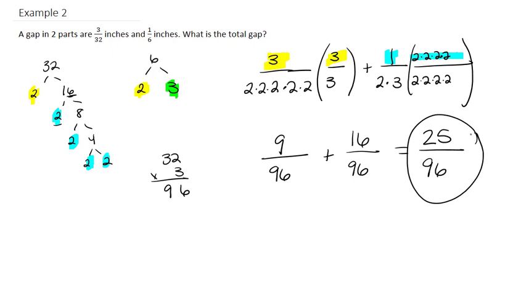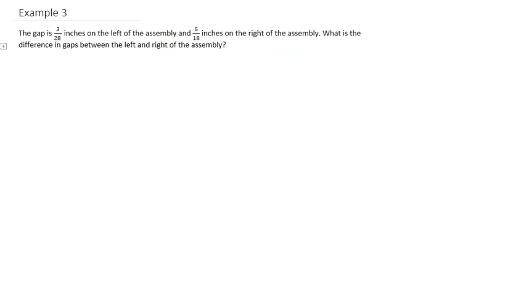So let's look at another example, and this will be our final one. Example 3. The gap is 3 over 28 inches on the left of the assembly, and then 5 over 18 inches on the right of the assembly. What is the difference in gaps between the left and the right assembly?